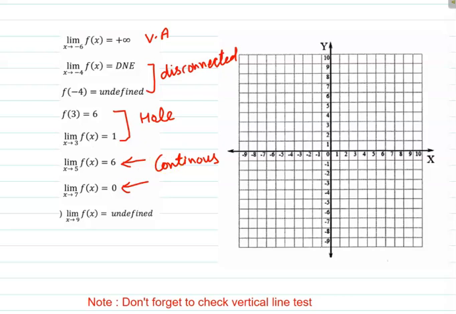Using this information, let's start sketching the graph. First, we draw a vertical asymptote at -6, and the graph is approaching positive infinity on both sides, on the left as well as on the right side. At -4, limit does not exist and the function is undefined, so we can draw a hole over there. Now let's sketch the other information. f of 3 equals 6, so there is a dark circle at 3. Limit is approaching 1 at the left side and the right side of 3. We draw a hole over there. At 5, limit is 6, and at 7, limit is 0. So we draw those points and try to connect them.